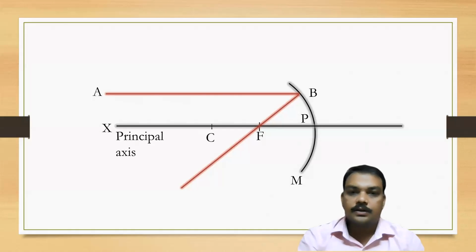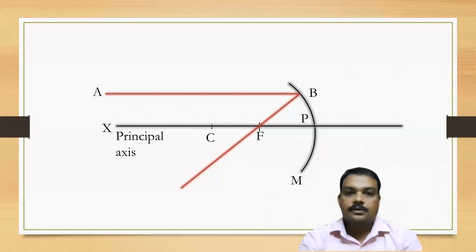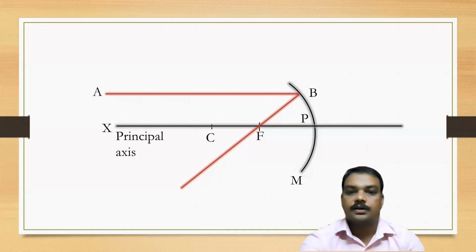We already know the distance of the principal focus from the pole is the focal length. The distance of the center of curvature from the pole is called the radius of curvature. Now let us derive the relation between these two, I mean the radius of curvature and the focal length of this concave mirror.